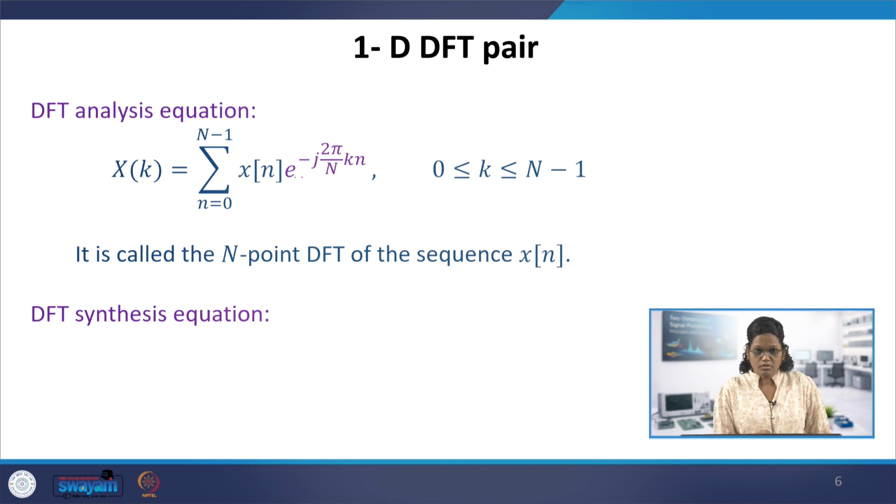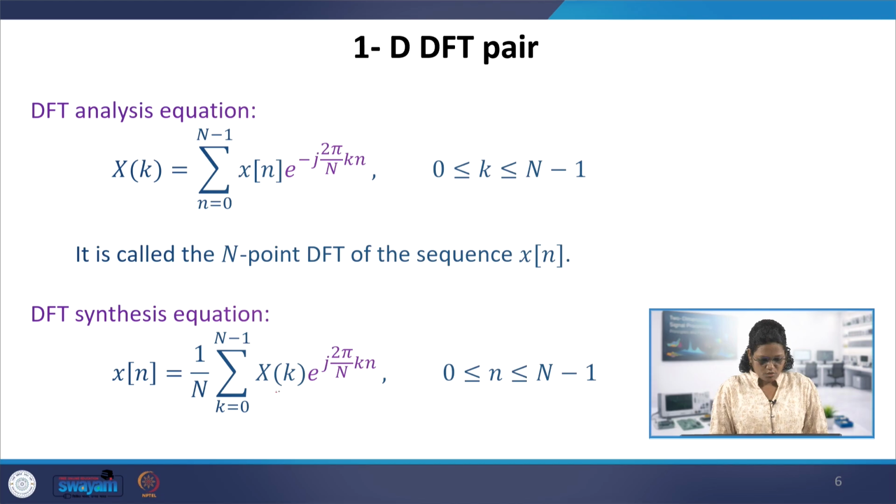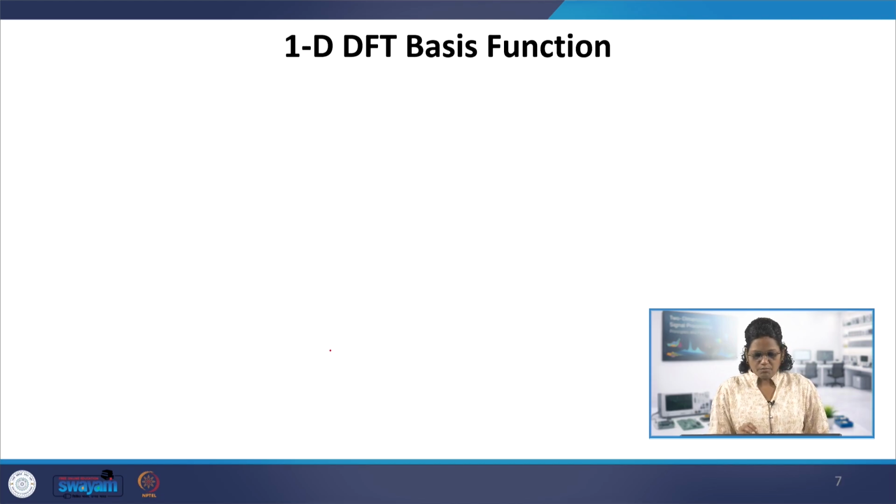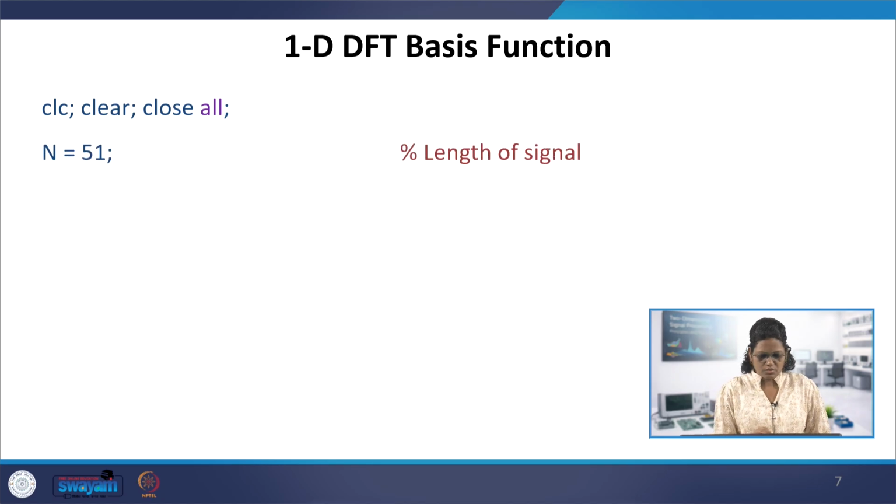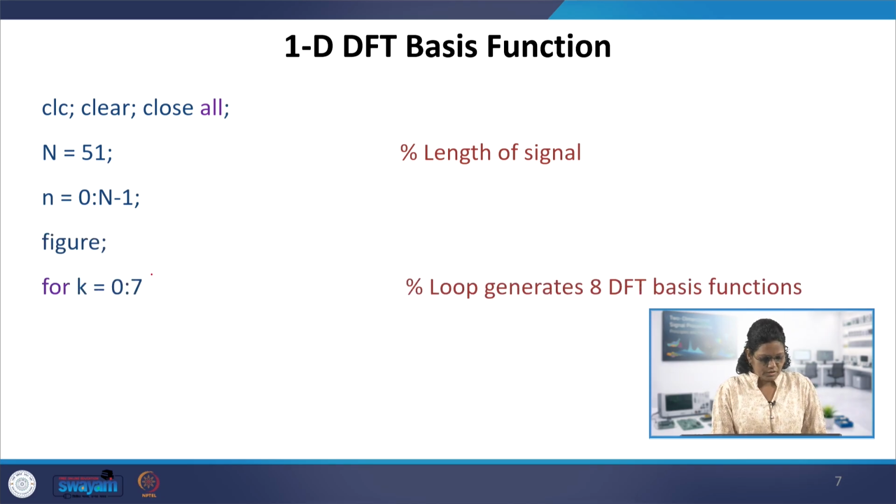We saw these details and studied them through an example here, which has the N-point DFT. The synthesis equation, if you know the coefficients, lets us get back the sequence. This is also an inverse transform. So for this, how do we generate the basis function? We take the same number of points, with n varying from 0 to N minus 1. We get the figure, and for k from 0 to 7, that is the 8-point DFT we had taken.